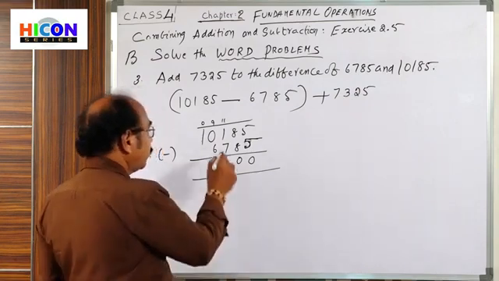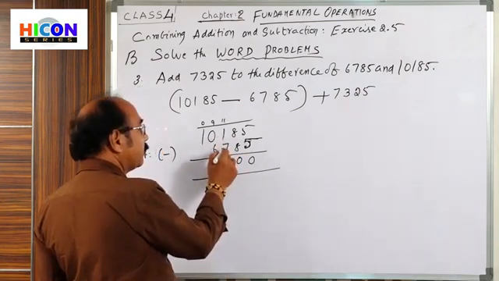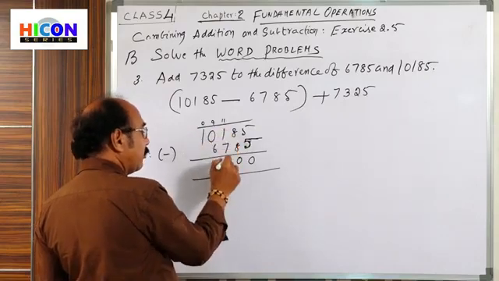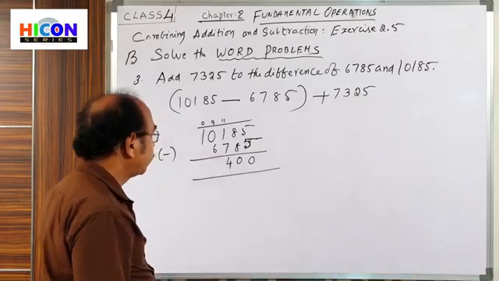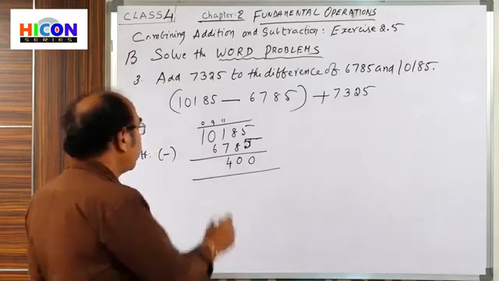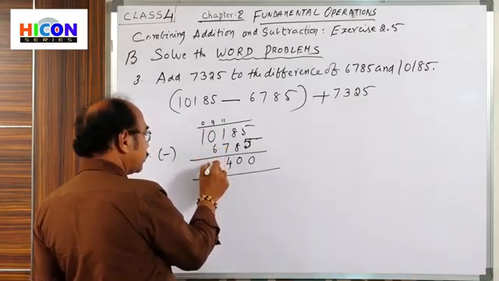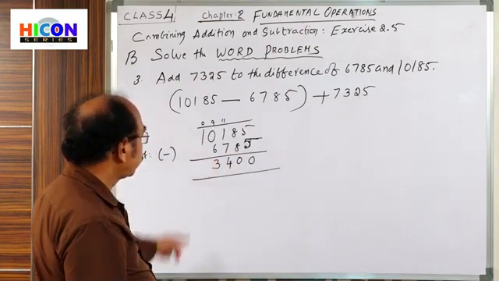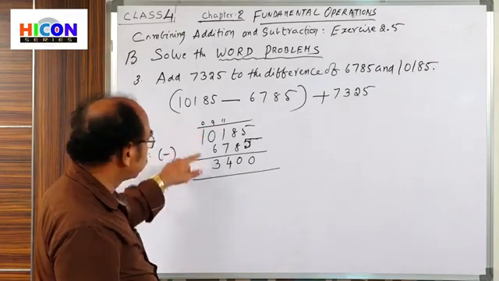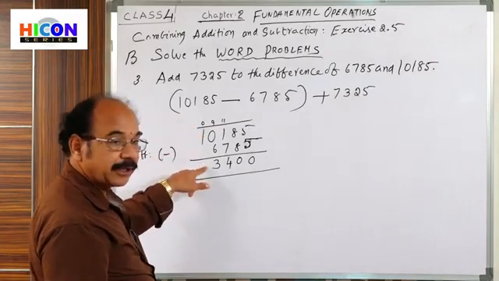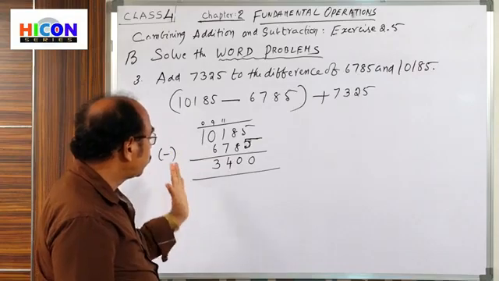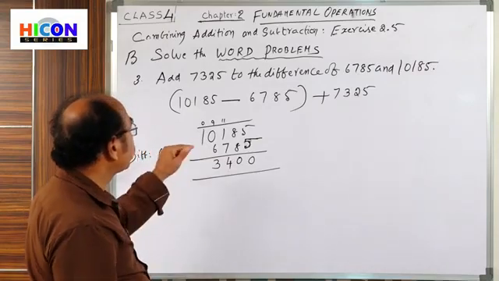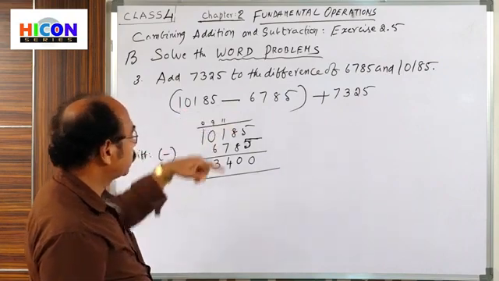Okay, see children now. 1 minus 7, not possible, that's why borrow. Borrow means 10. 10 plus 1, 11. 11 minus 7 is 4. Here 9 is there. 9 minus 6, 3. 1 becomes 0. That's why here 0, we need not write here because it has no value before the number. That's why 3,400. That is the difference between the two numbers.